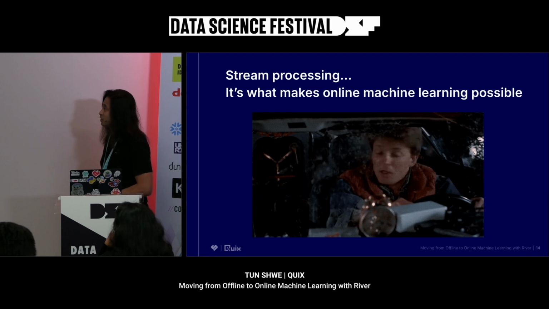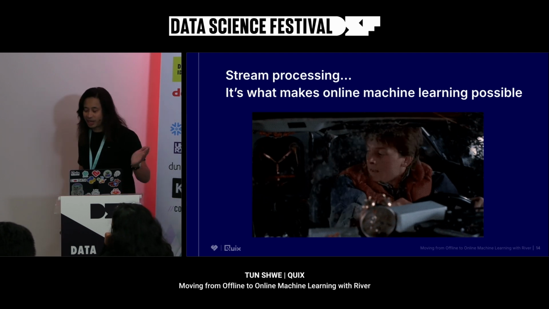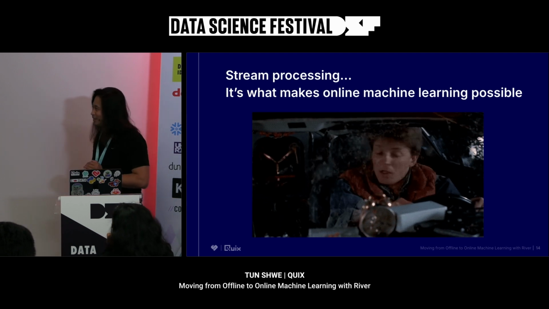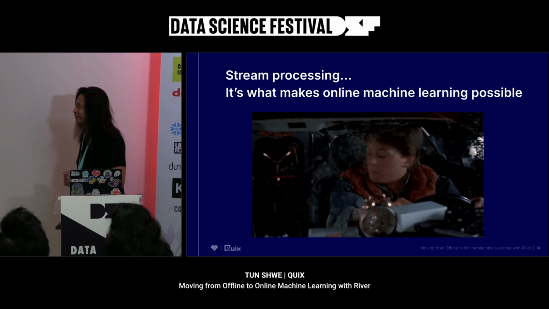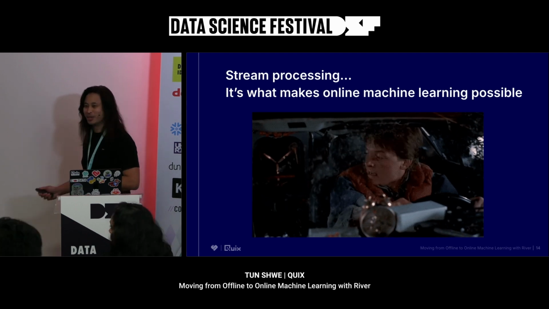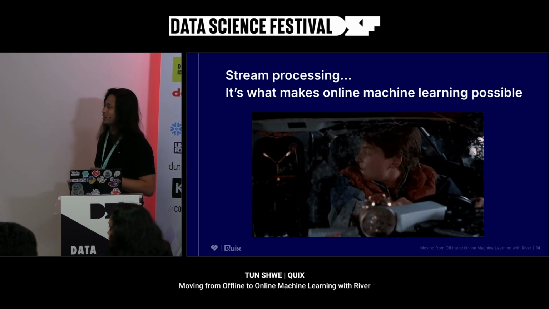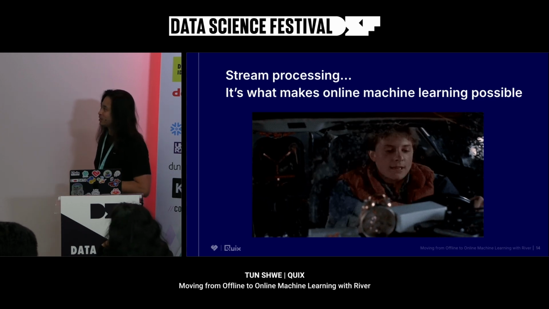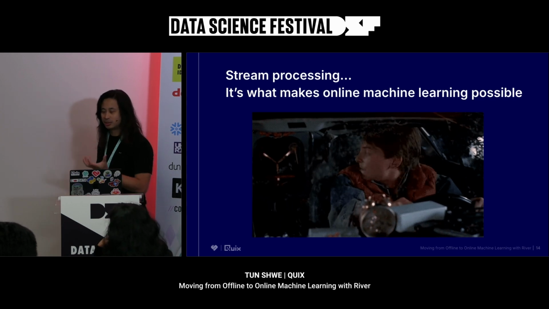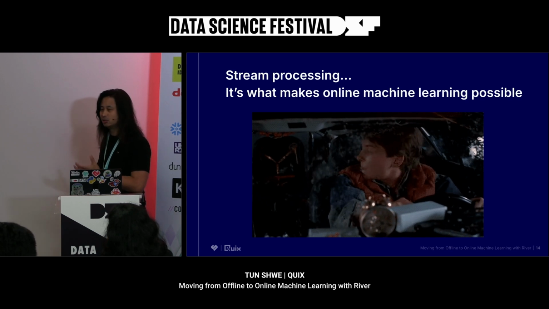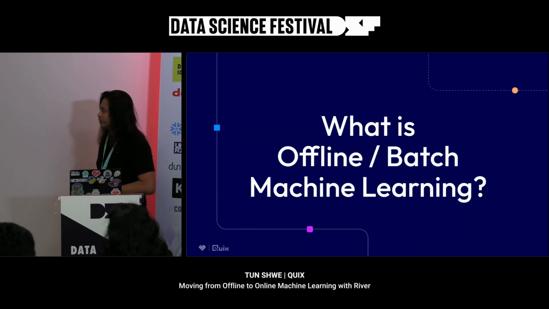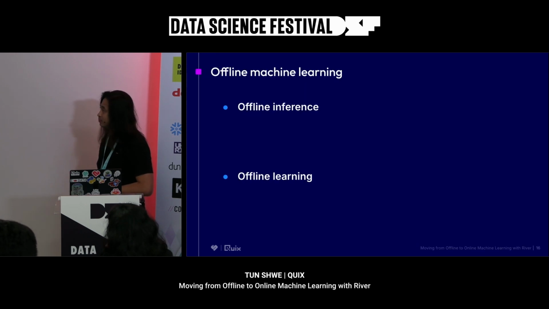So onto stream processing. Stream processing is like the flux capacitor. That reference is probably getting more dated over time, and I think the way Hollywood's going, they're probably going to remake this soon and bring the flux capacitor to the next generation, but it's the thing that makes stream processing possible. It's the heart of it that enables you to take that data that's being generated and do something with it. So let's go on to what is offline and batch machine learning.